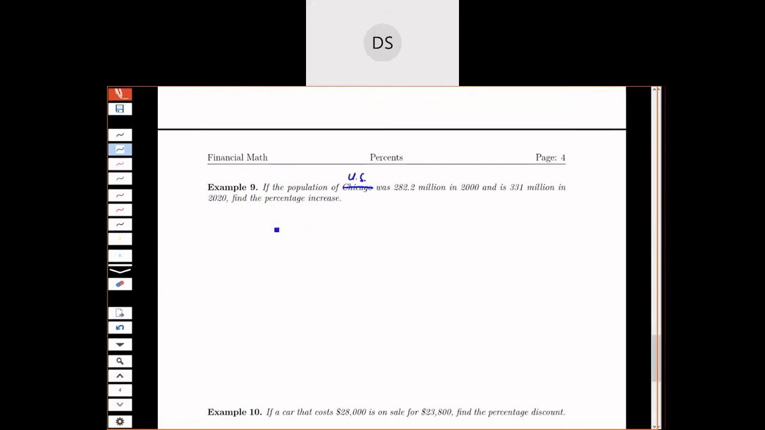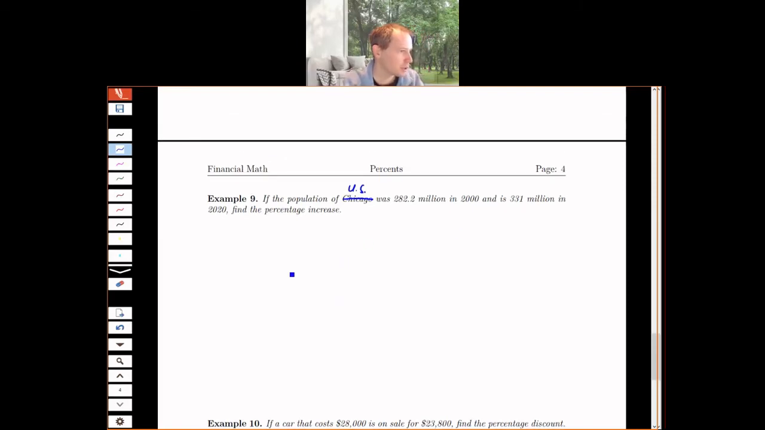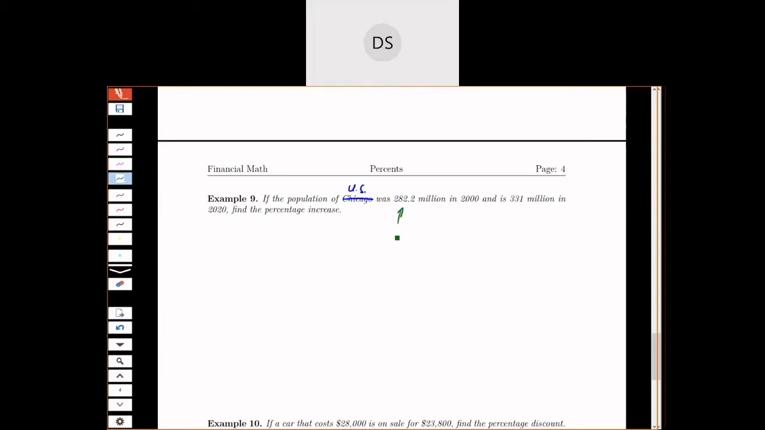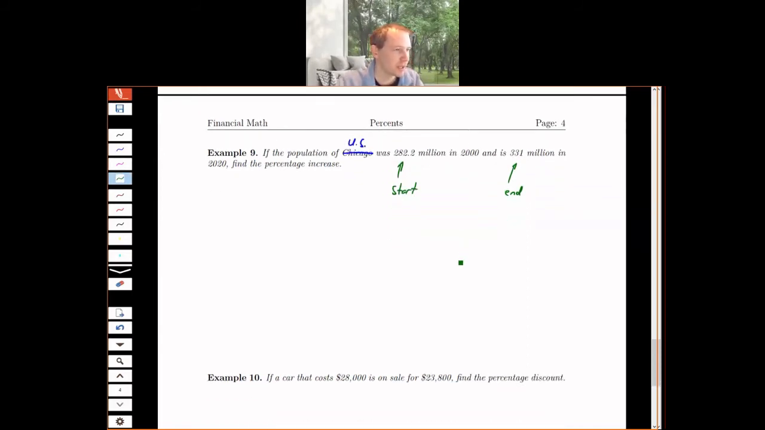All right, let's go ahead and go through this one now. So we have the population of the US. We're starting with 282.2 million, and we're ending with 331 million. Okay. You can just think of million as being your units. You don't actually have to write the extra 6 zeros after our numbers here.